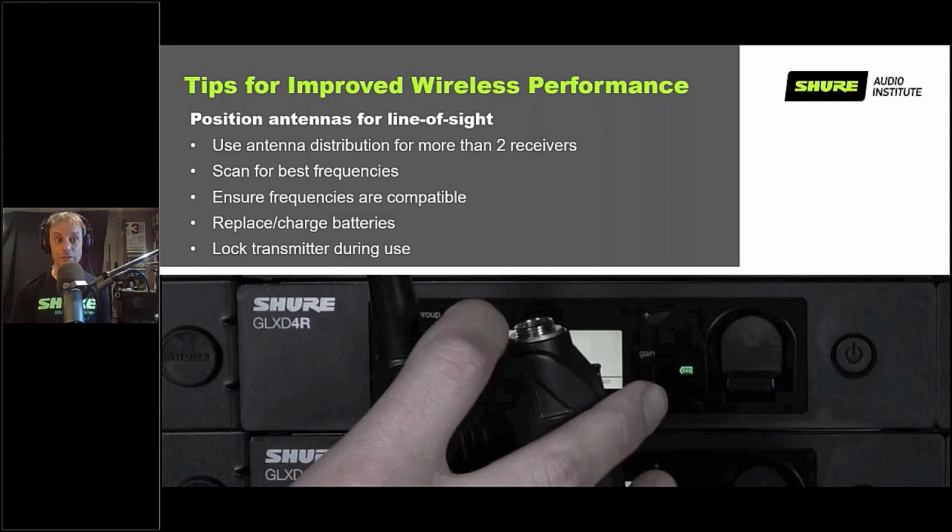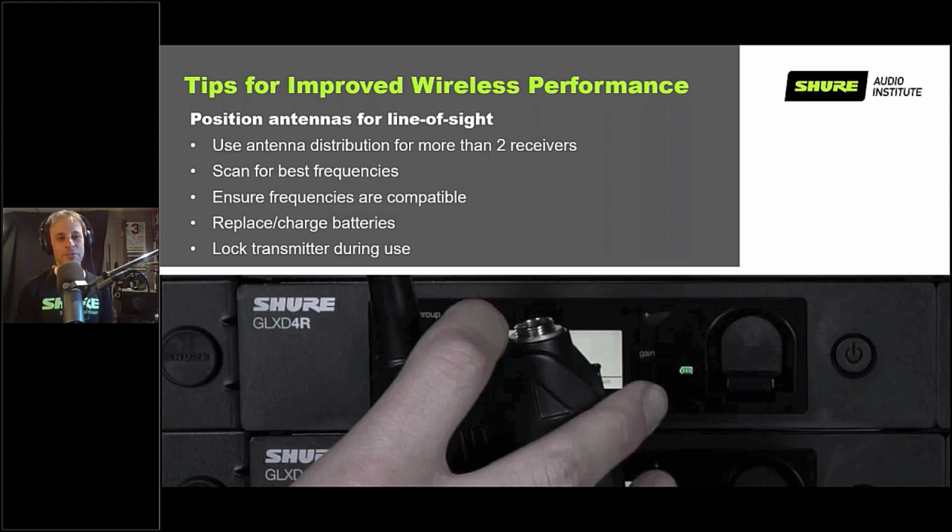To be able to do that, you need to use a rack mount receiver that allows you to remote mount antennas. And if you have any more than 2 receivers, you want to use antenna distribution that allows those receivers to share one pair of antennas. So you don't have a whole forest of antennas sticking up in the air, but just 2 antennas that are shared. Also, you want to scan for best frequencies.